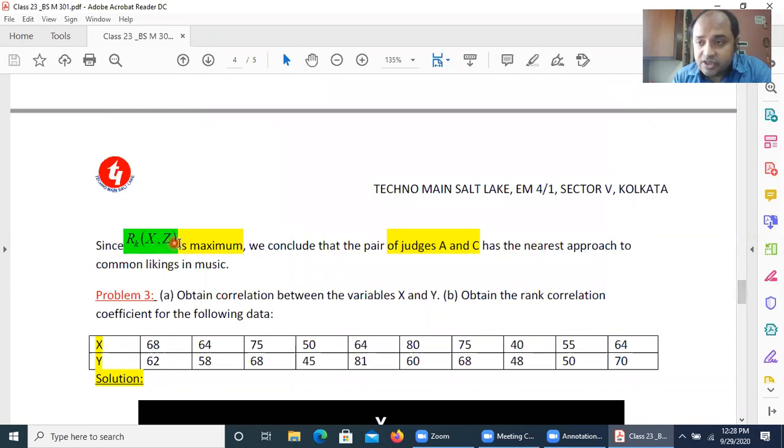It is R_XZ, and that signifies that X is the rank by Judge A and Z was the rank by Judge C. Since the correlation between these 2 ranks is maximum, our conclusion will be that the pair of judges A and C has the nearest approach to common likings in music.